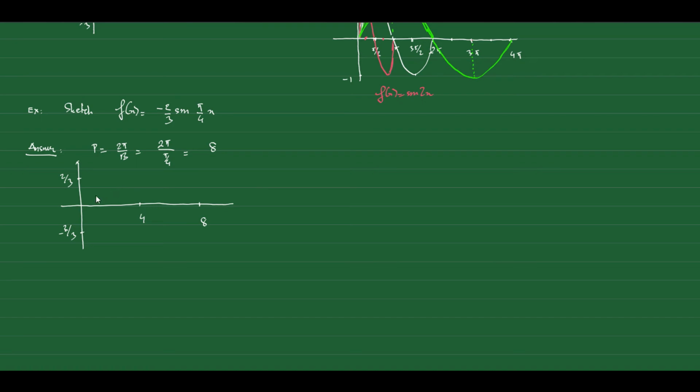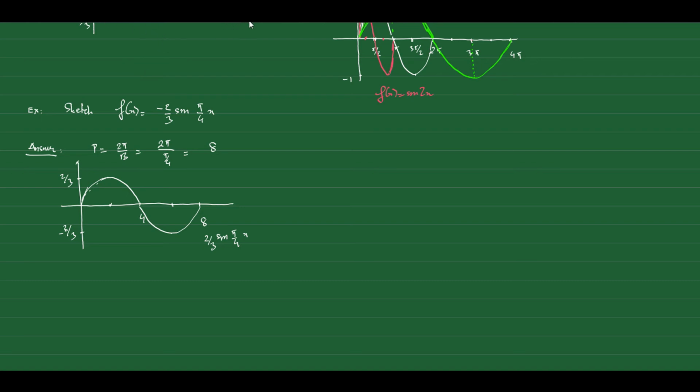So usually it's going to be something like that, right? We have this, and we're going to have something like that. All the way down here. However, that is for the function without the minus. This is just 2 over 3 sine of pi over 4 x. But because we have a negative in the front, what does it mean? Negative in the front means you have to do a reflection about the x-axis.